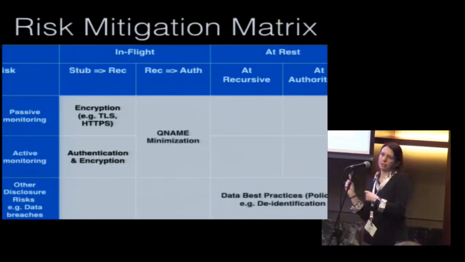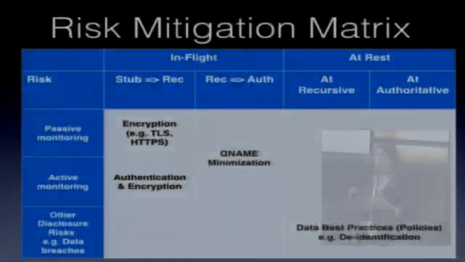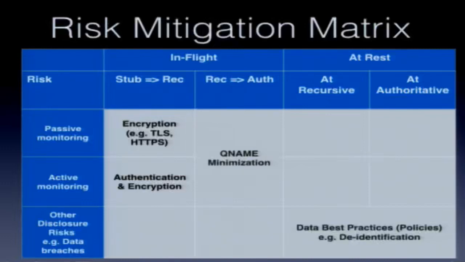So this is the matrix that I showed earlier, where what we're trying to show is the current mitigations that we have for those hotspots. So stub to recursive, we have encryption and authentication. Today, for recursive to authoritative, we have the mitigation of QNAME minimization, and we're working on the encryption. And it just recognizes that the area of data policies is something we really need to be working on.